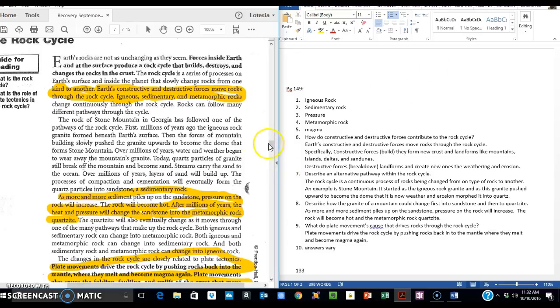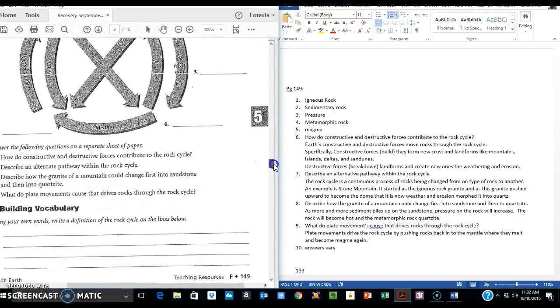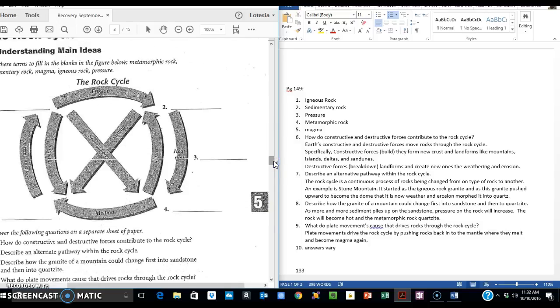Next, describe an alternative pathway within the rock cycle. Looking at this diagram, it shows you that all of the rocks can go through various interchangeable pathways within the rock cycle. The rock cycle is a continuous process of rocks being formed and changed from one type to another.